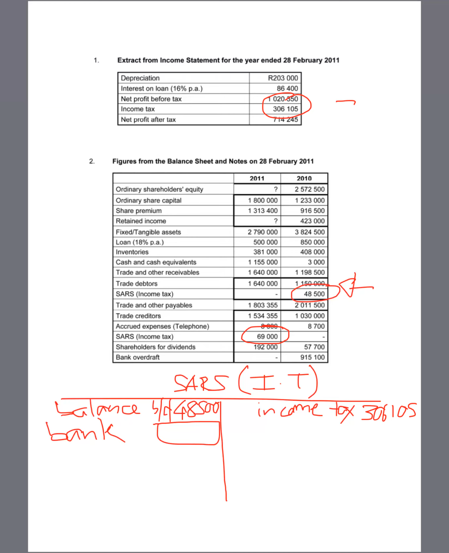Are you going to subtract? We're going to debit it, because remember I said with the closing balance it's the opposite. Do you remember that? I said with my opening balance, if it's under trade and other receivables, I debit it. And if it's under trade and other payables, I credit it, with my opening balance. But with my closing balance, it's the exact opposite.